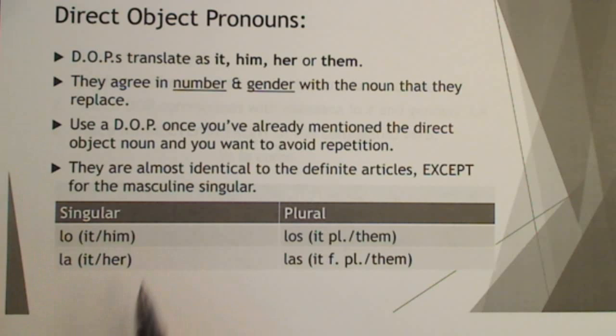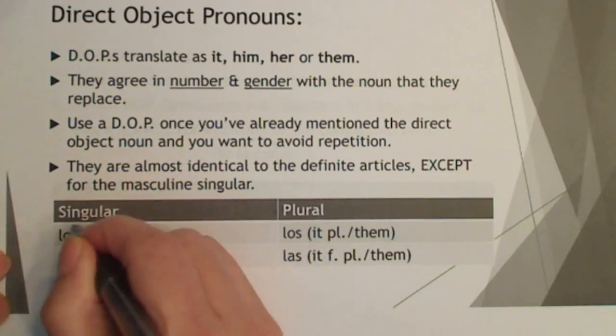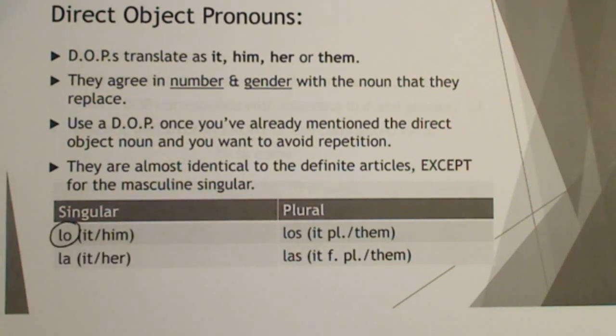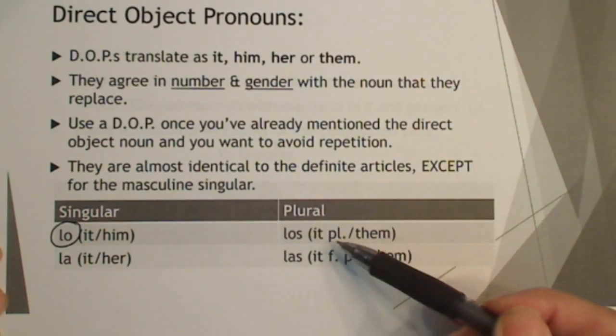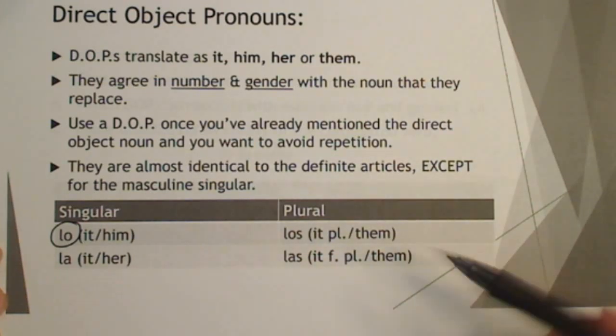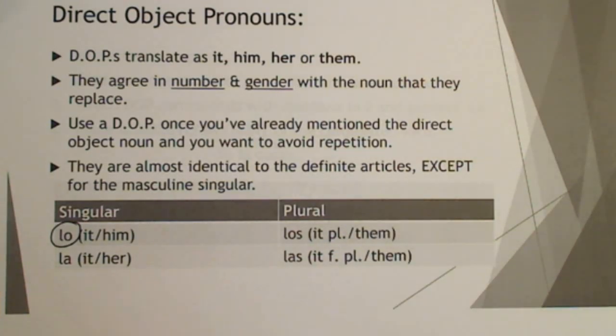Yes, three of the four look just like definite articles, the word the. I know it does. They all look like the articles except for this guy. Okay, that one is not el, it's lo. So they translate as the word it. It could also mean him or her. Okay. And on the plural side, they translate as them. So it's an it plural. Okay. And it can also translate as the word them. Sorry. Them as in people, not just objects, is what I meant.